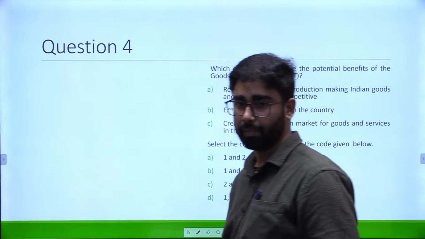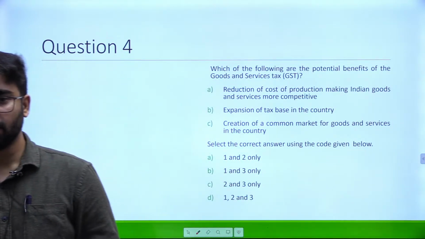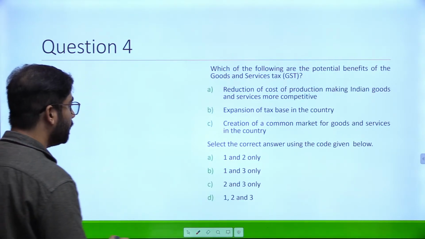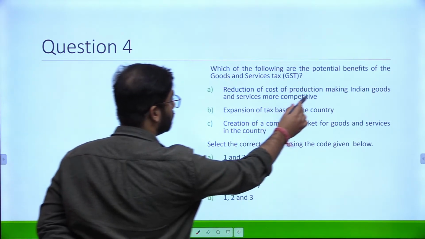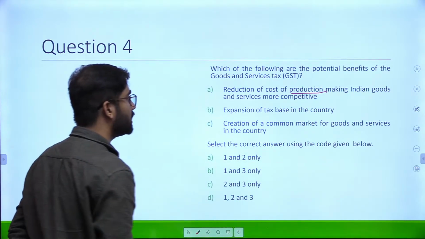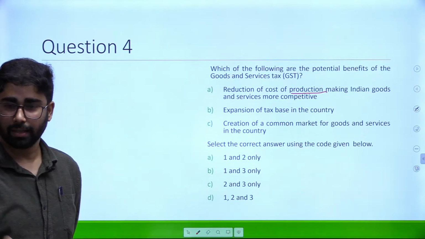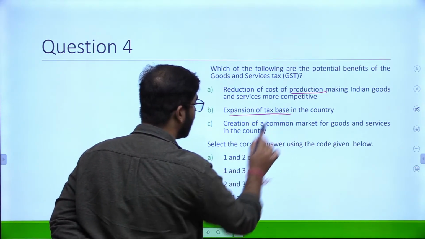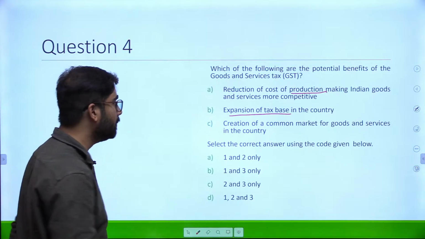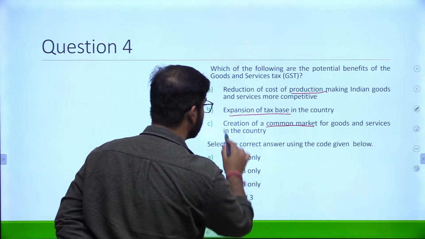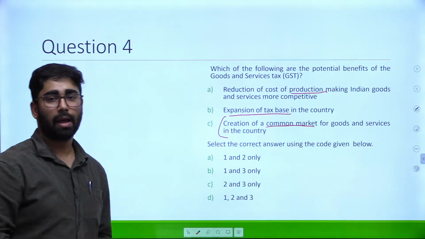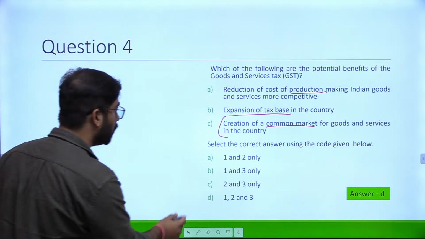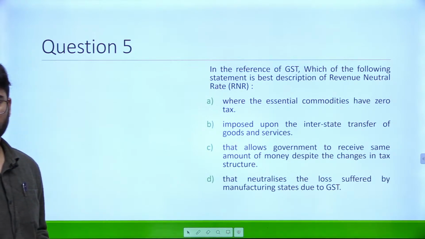Kanu is saying D, Bittu is saying D, Ritu is saying D, Shreyans is saying D. So these are benefits of GST: reduction of cost of production, making Indian goods and services more competitive. Good. We already discussed this point. Expansion of tax base, it is an advantage of GST. Creation of common market for goods and services in the country, it is also an advantage of GST. So the correct answer to this question is D. Okay. Now the next question.